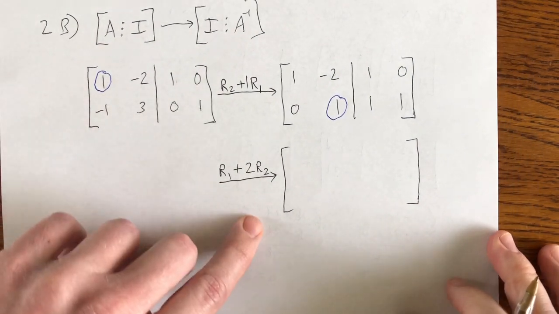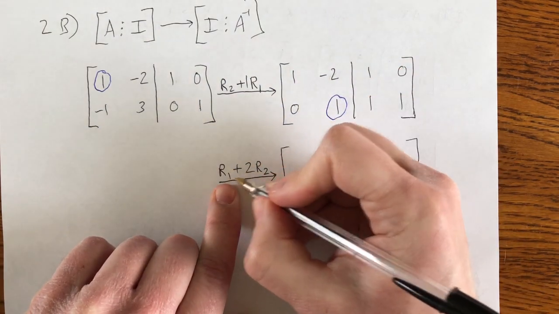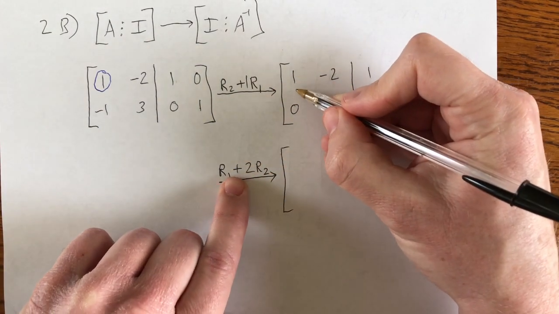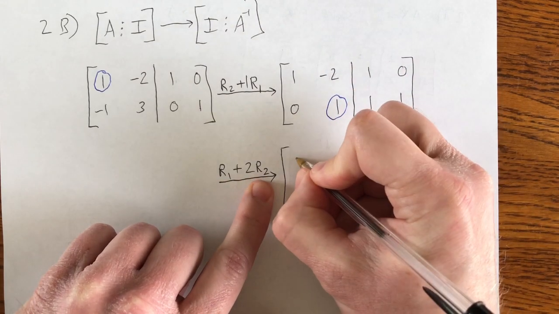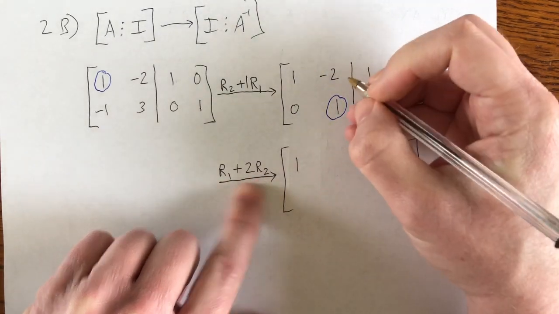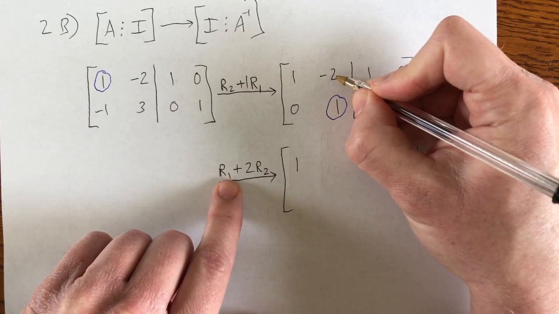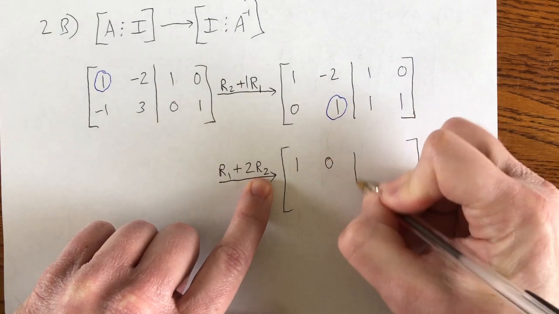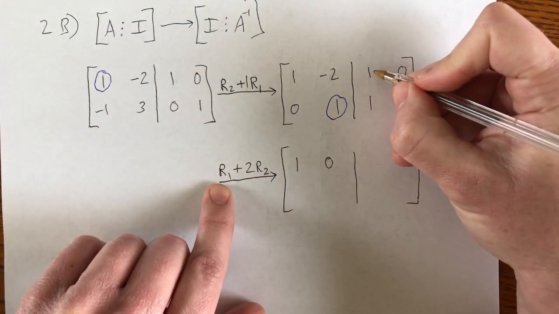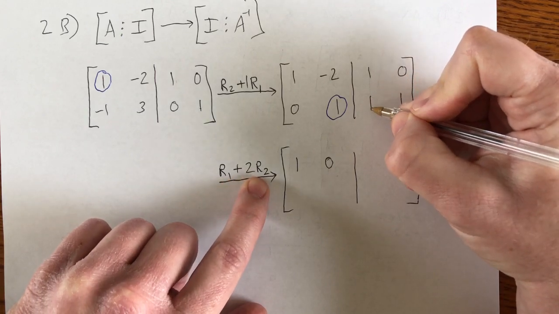All right, so row 1 is going to be changing. 1 plus 2 times 0. 1 plus 2 times 0 is just 1. Very good. Negative 2 in row 1 plus 2 times 1 is 0. Perfect. That's the whole point. Over here we get what? 1 plus 2 times 1.